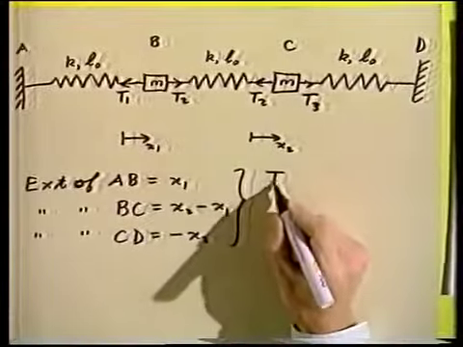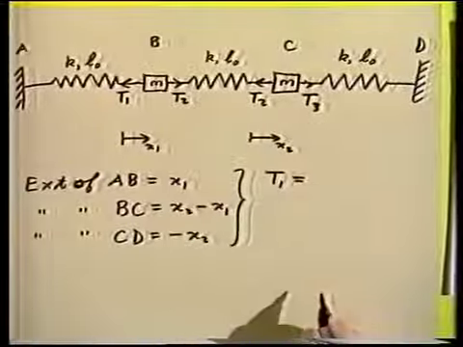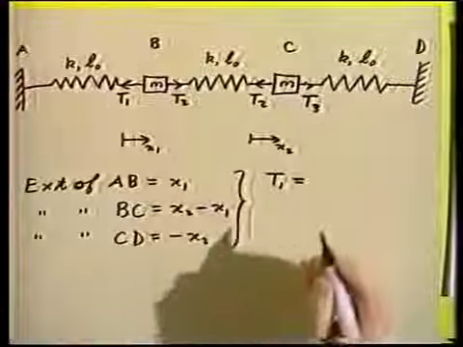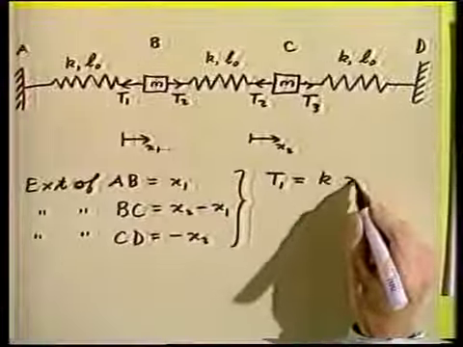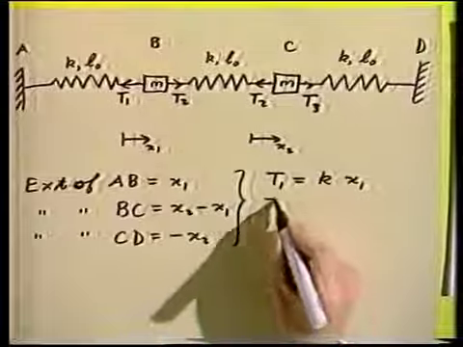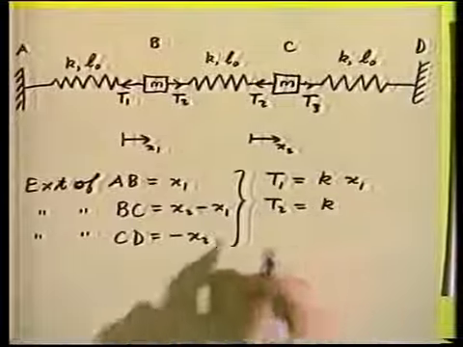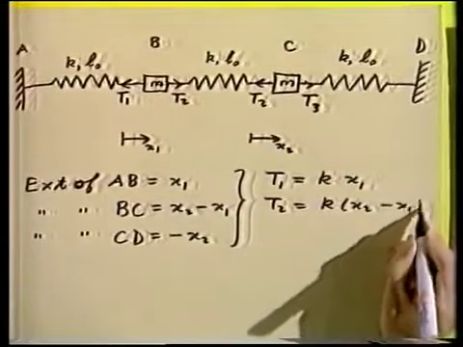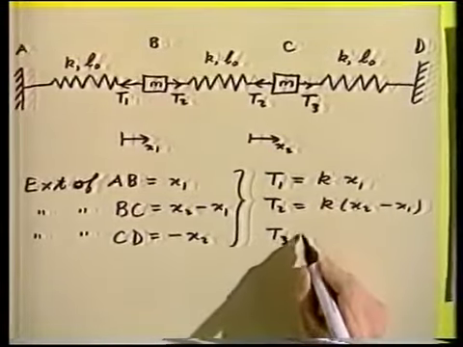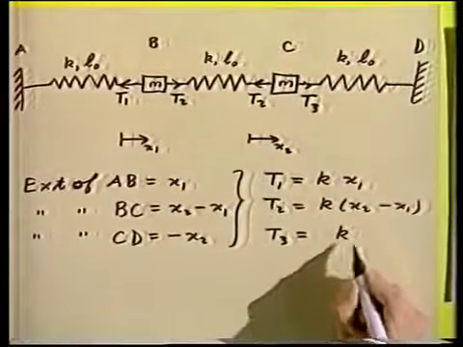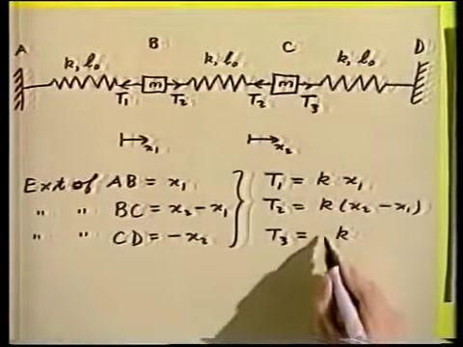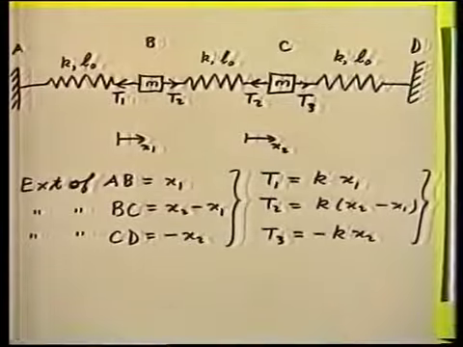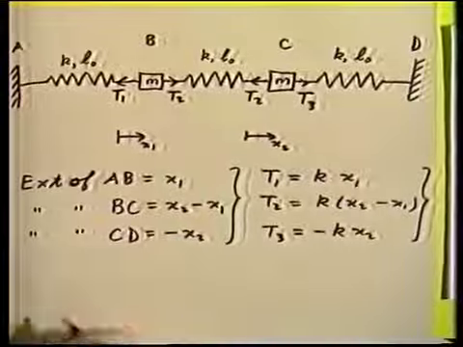And the tensions, they're just the stiffness times the extension. So the tension in the spring AB is K times its extension. In BC, that'll be K times x2 minus x1. And finally, CD, that its tension will be K times its extension, which is minus x2. And now we've found the tensions, we can find the equations of motion.